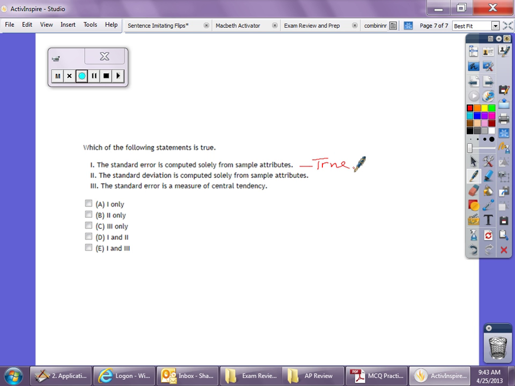The standard deviation is computed solely from sample attributes. That is false. You need at least one population parameter in order to calculate your standard deviation. So statement 2 is false.